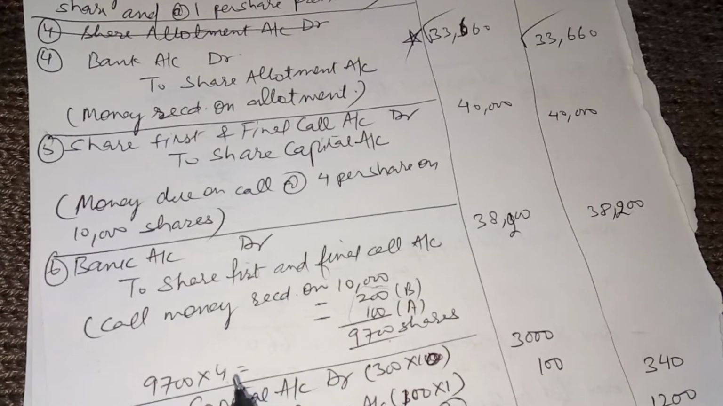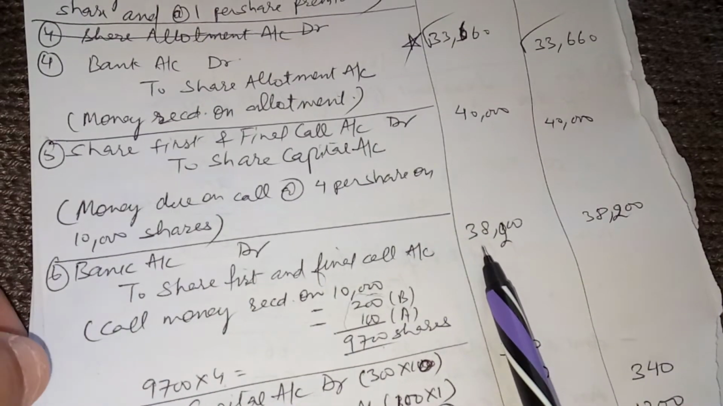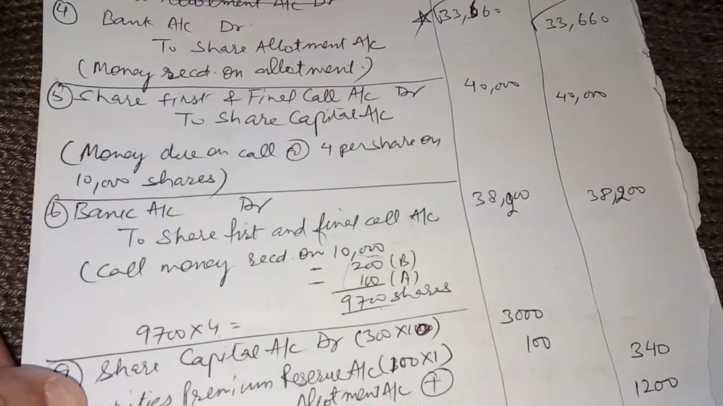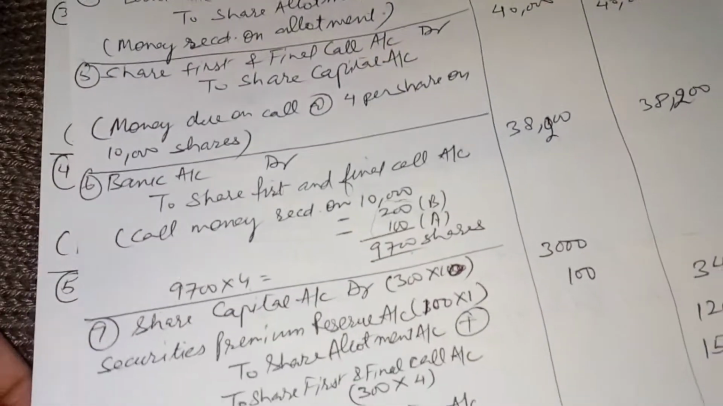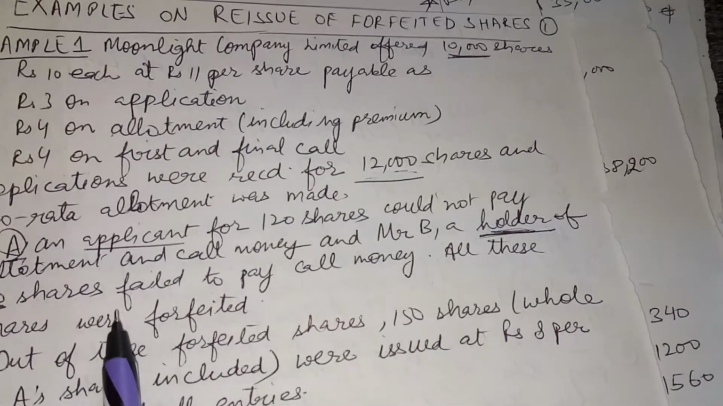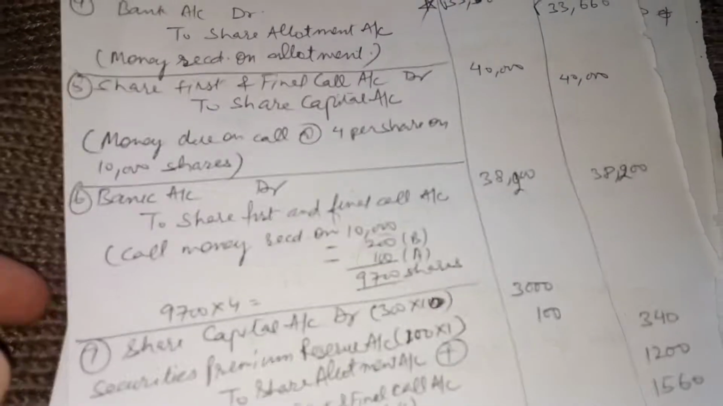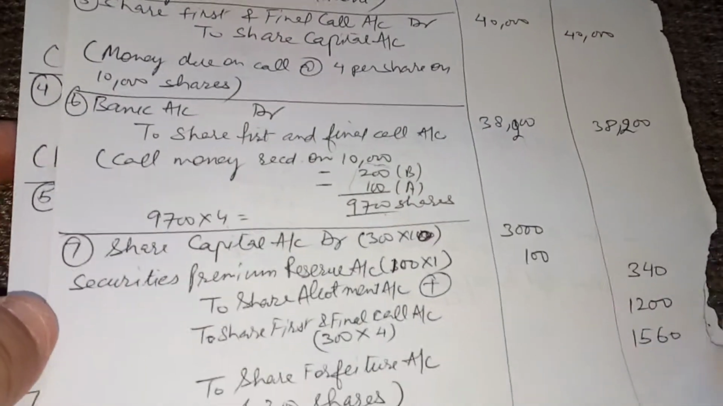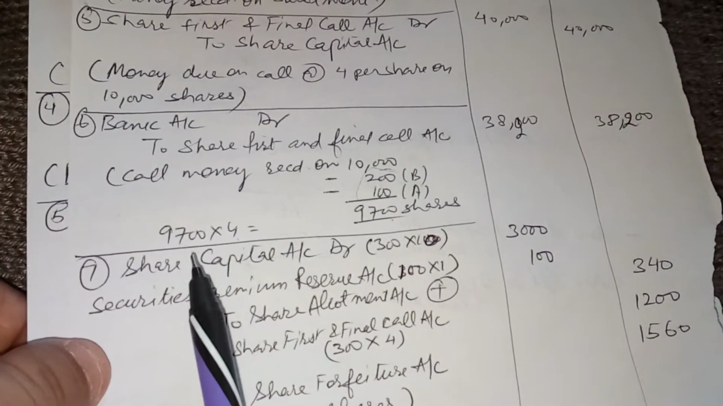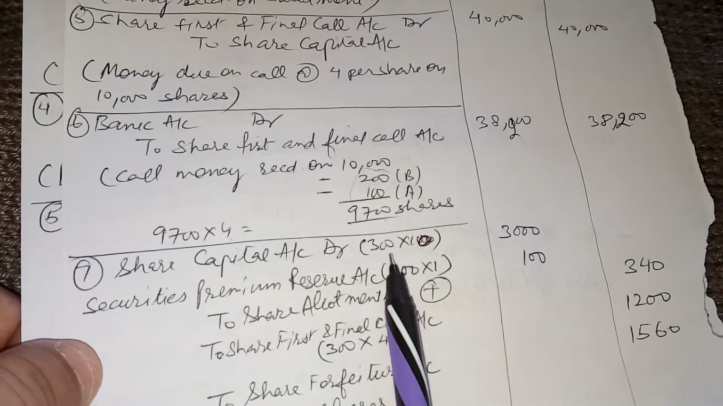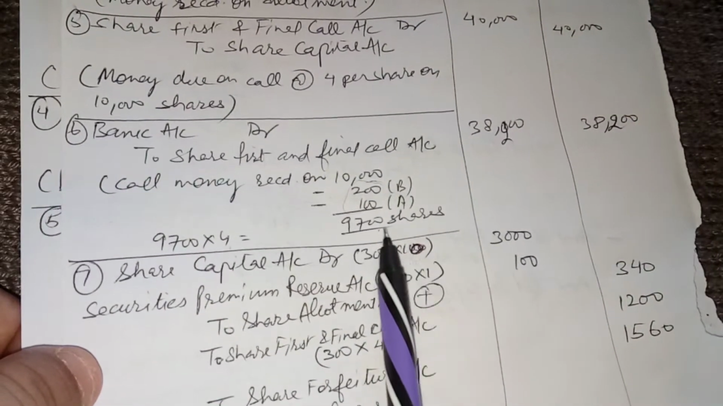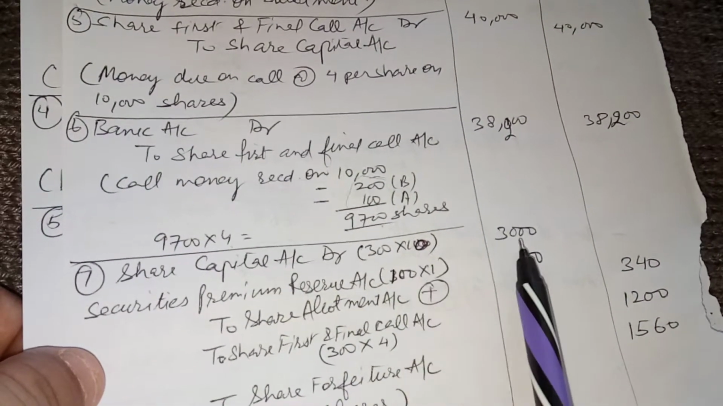So 9,700 into 4 comes out to be 38,200 rupees. And now, how will we do this? All these shares were forfeited. Now we have to forfeit the shares, that means 300 shares were forfeited. So the forfeiture entry will be: share capital account debit 300 into 10, that means all the called up money, 300 into 10, 3,000.